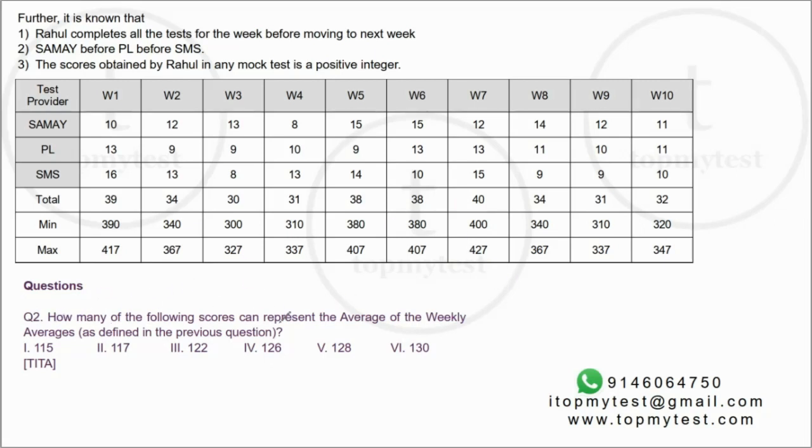very difficult. How many of the following scores can represent the average of the weekly averages as defined in the question? So basically this is the total, so I need to check, everything multiplied by 3. Can the overall average, if I take the average of all this, can it be 345? This will be 351. This will be 366. Can it be 378? Can it be 384? 390? Can it be in any of these ranges?